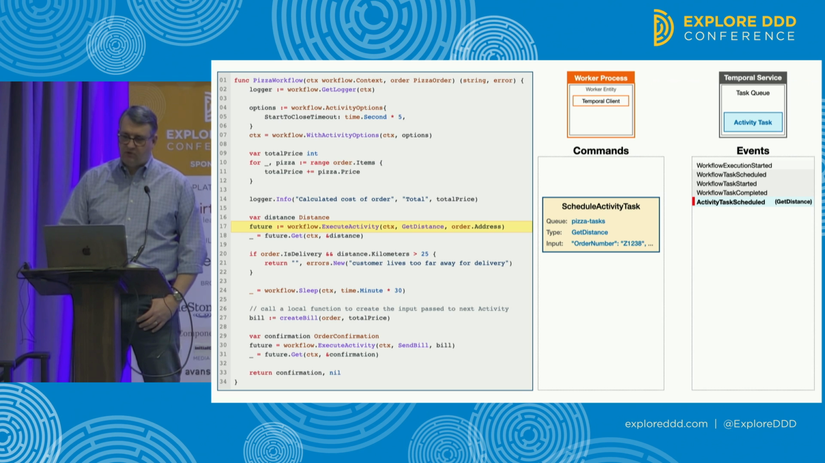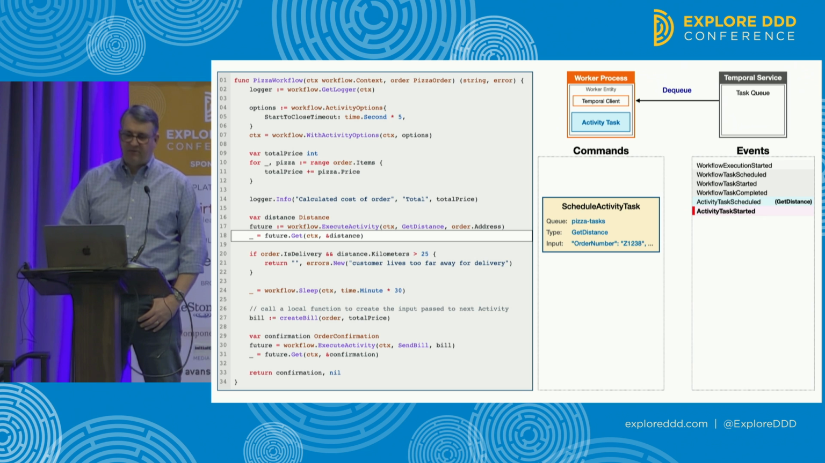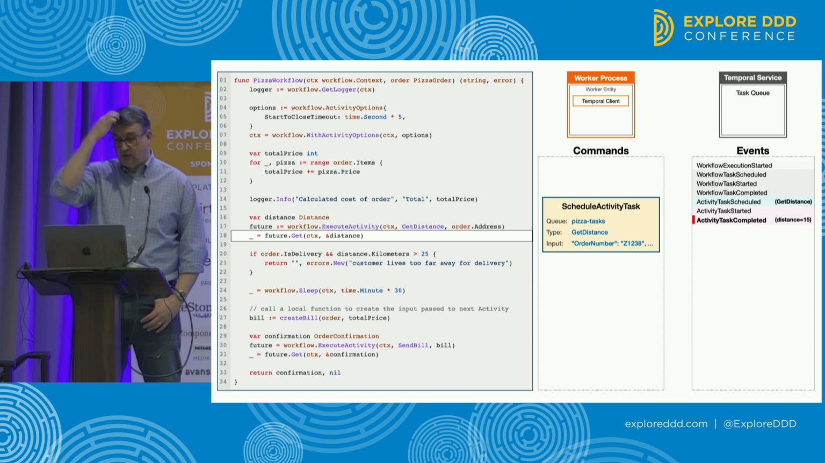So the temporal service logs an activity task scheduled event, and it creates an activity task, puts that in the queue. And now the worker will go pick up that activity task, and it's going to invoke that activity. I don't have the activity code here, but imagine that's some other function, and it executes that. When it's done, it says, okay, I'm done with that activity task. The temporal service puts activity task completed, and it also stores the result of that. Let's say it's 15 kilometers is the distance to the customer in this case.